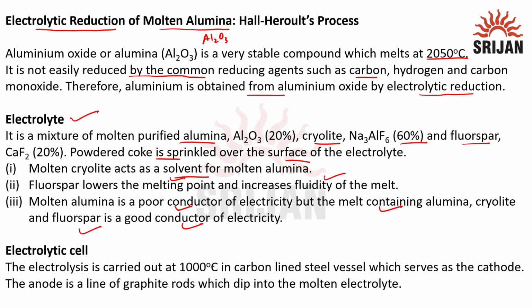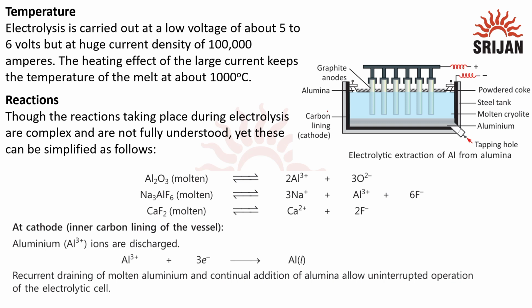Here the electrolysis is carried out at 1000 degrees Celsius in a carbon-lined steel vessel, which serves as the cathode, and the anode is a set of graphite rods, which helps in the oxidation of carbon by the oxygen released during the reaction. Now here you can see the carbon lining that acts as the cathode in the chamber. This is the electrolytic extraction of aluminium from alumina. Here you can see the graphite rods that act as the anode, and here is the carbon lining that acts as the cathode. So what happens here?